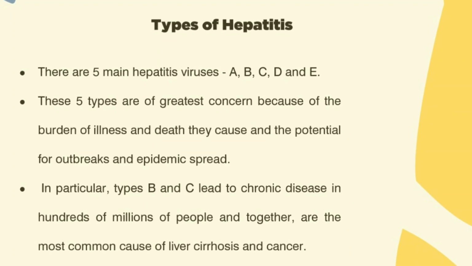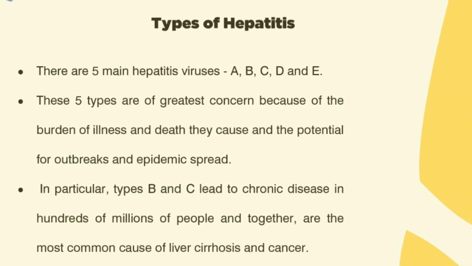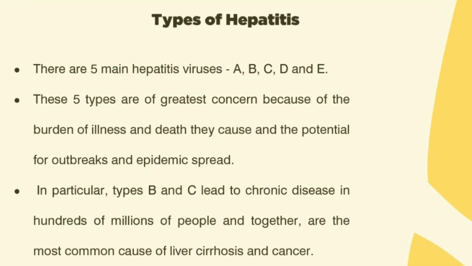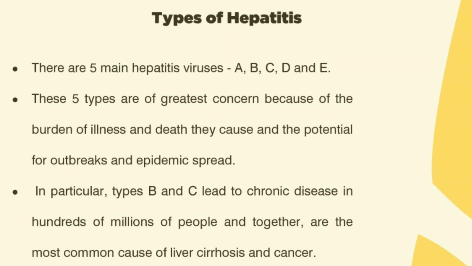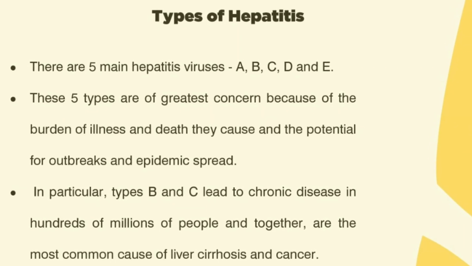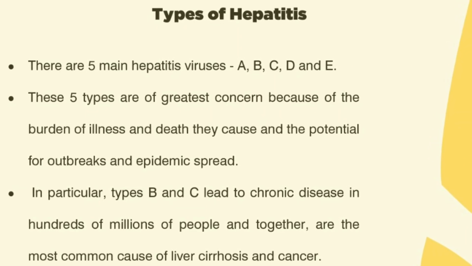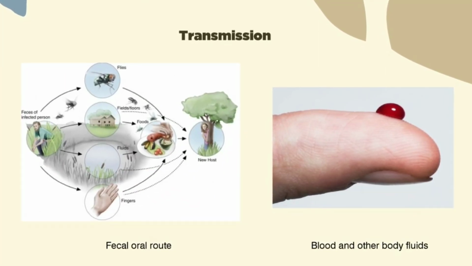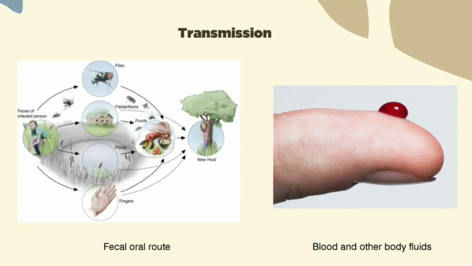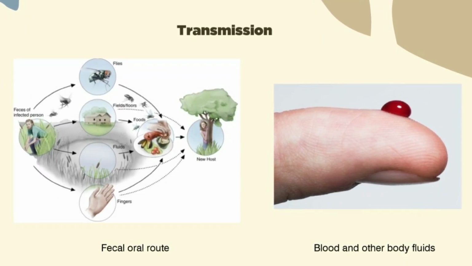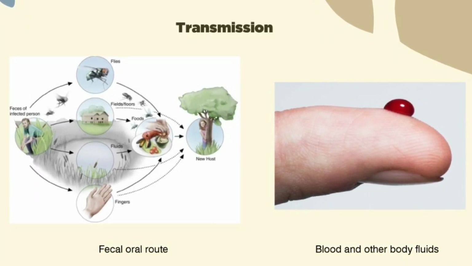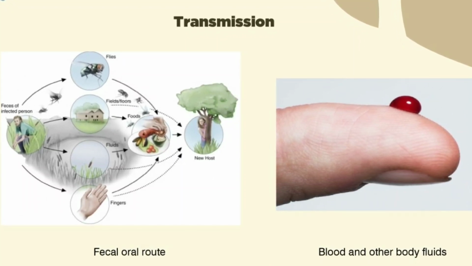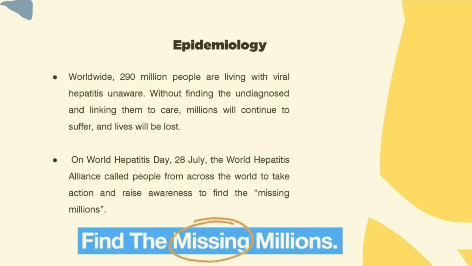In particular, types B and C can lead to chronic diseases as we have mentioned before, like fibrosis, cirrhosis or liver cancer. They affect hundreds of millions of people and together are the most common cause of liver cirrhosis and cancer. So how does hepatitis get transmitted? It is transmitted through the fecal oral route and also through blood and other body fluids. So in case of blood transfusion and other body fluid transfusion, we have to be very careful about whether it is infected by hepatitis or not.